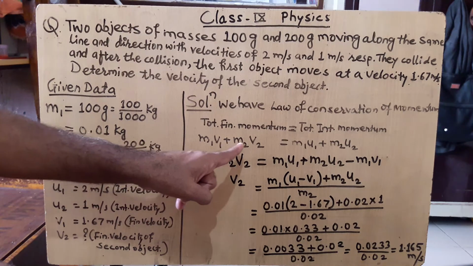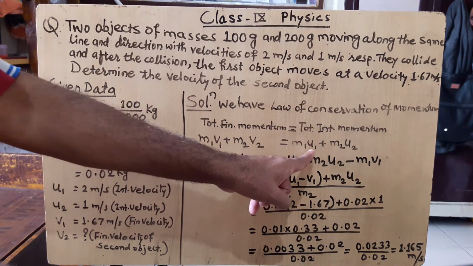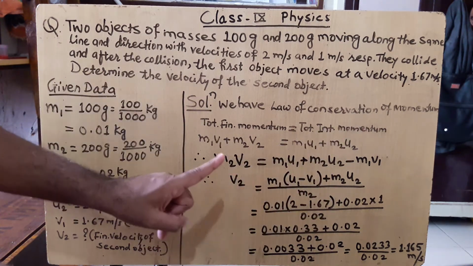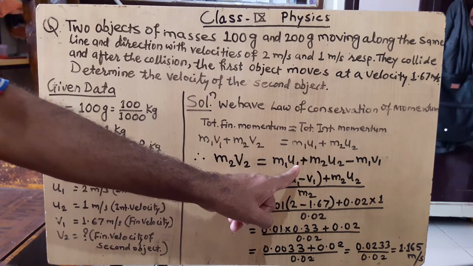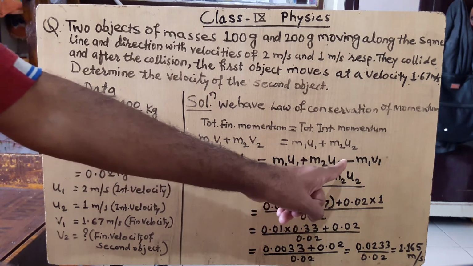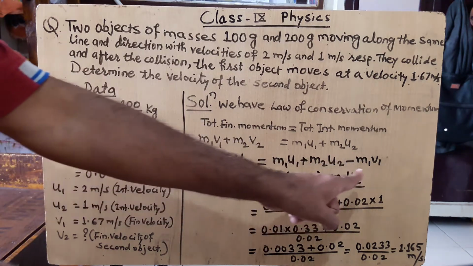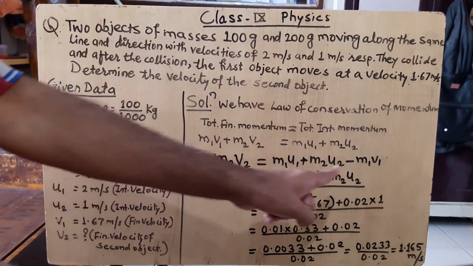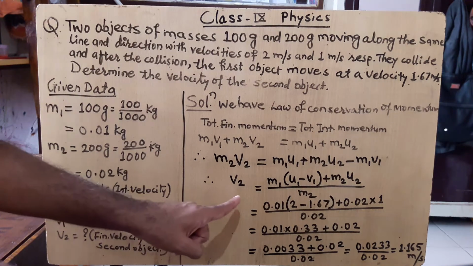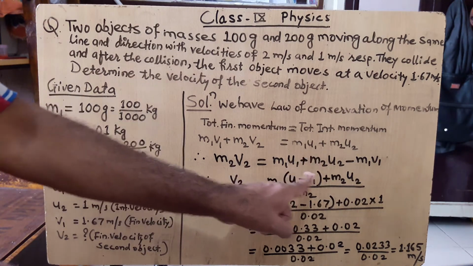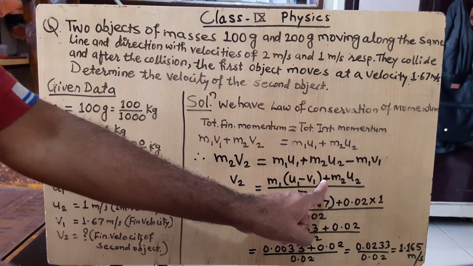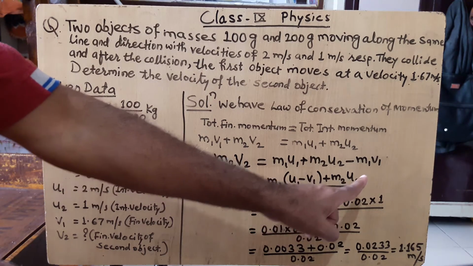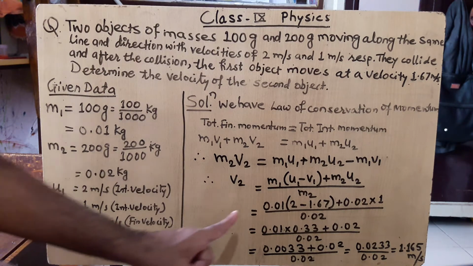Therefore m1 v1 plus m2 v2 is equal to m1 u1 plus m2 u2, and therefore m2 v2 is equal to m1 u1 plus m2 u2 minus m1 v1. The term minus m1 v1 from the left side is shifted to the right side, and therefore v2 is equal to, taking m1 common in brackets, m1 (u1 minus v1) plus m2 u2, divided by m2.